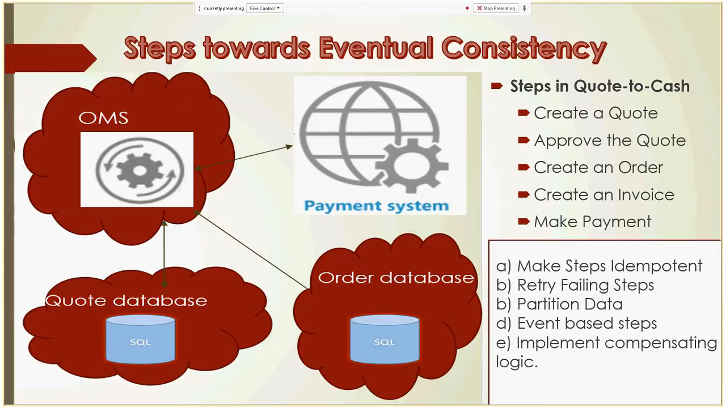And of course, for eventual consistency, the system has to be an event-based system, where your system is reacting to the commands, and the events are generated, and you react to the events and process them. Okay, these are the 5 steps. Let me repeat them. Idempotency, retrying failing steps, partition your data to avoid concurrency issues, make your system events-based, and of course, when you cannot go through a transaction, you'll have to roll it back, so you need to have compensating logic in place.